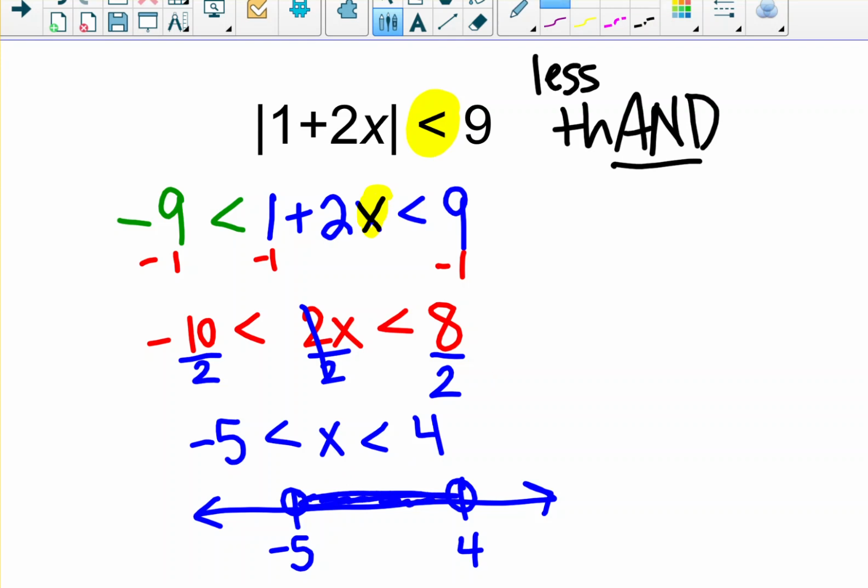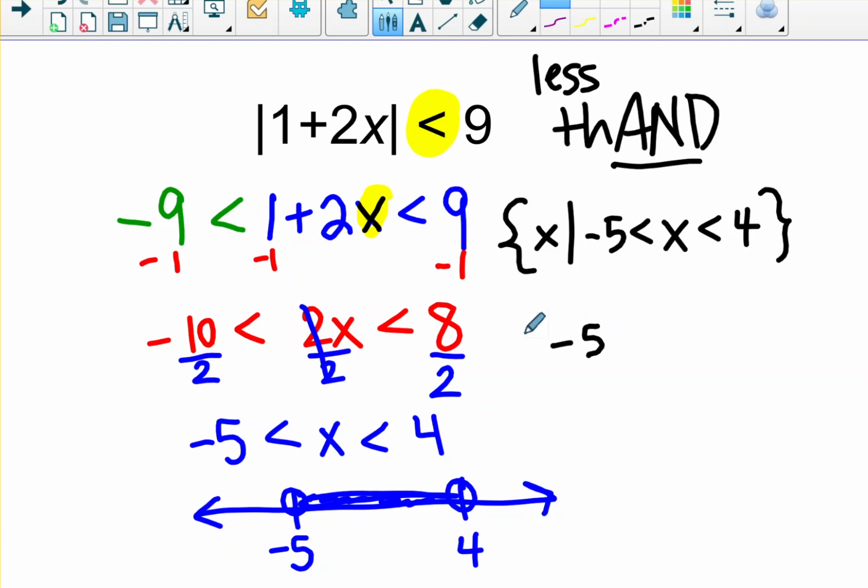If I wanted to write this answer in set builder notation, I use my braces. I always start out with x such that, and then I just write my answer. So negative 5 less than x less than 4. And if I wanted to write this in interval notation, reading left to right, I'm starting at negative 5. It's an open circle, so I use parentheses, and my solutions end at positive 4. Again, open circle, so I use parentheses.